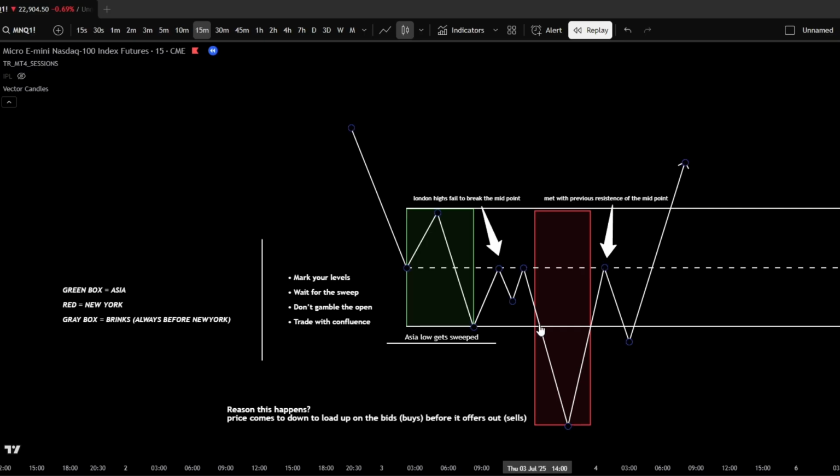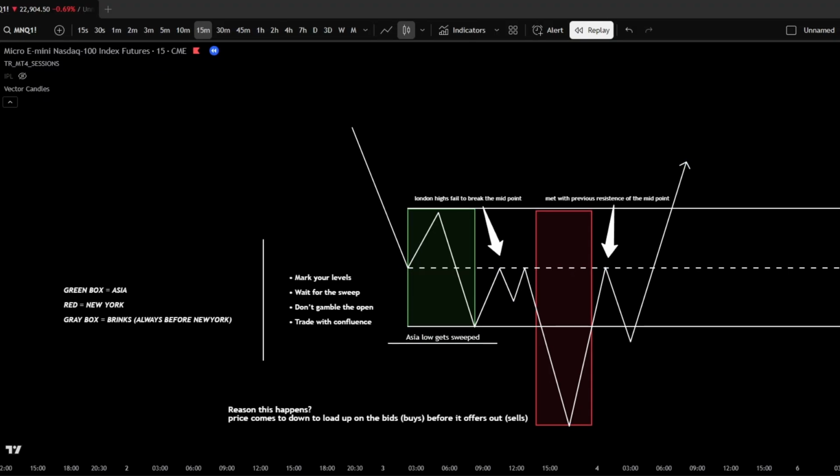Anyway, you can see price comes down. The reason this happens is price comes down to load up on the bids, the buys, before it offers out and sells. And then here you can see price comes into that midpoint, once again of Asia, acts as resistance, comes down, tests a low, before ultimately sweeping out higher. That's it in a nutshell, guys.